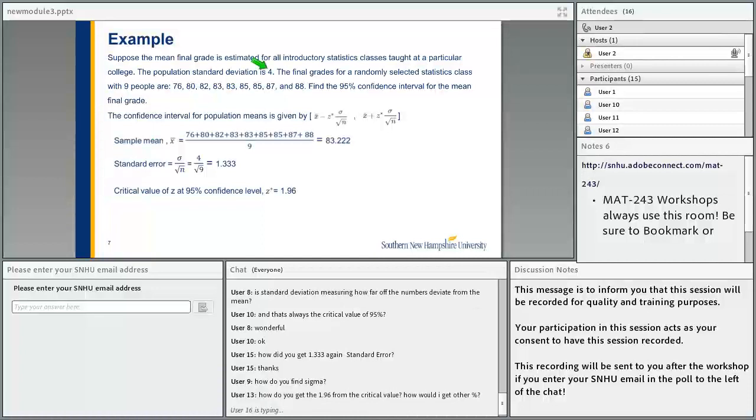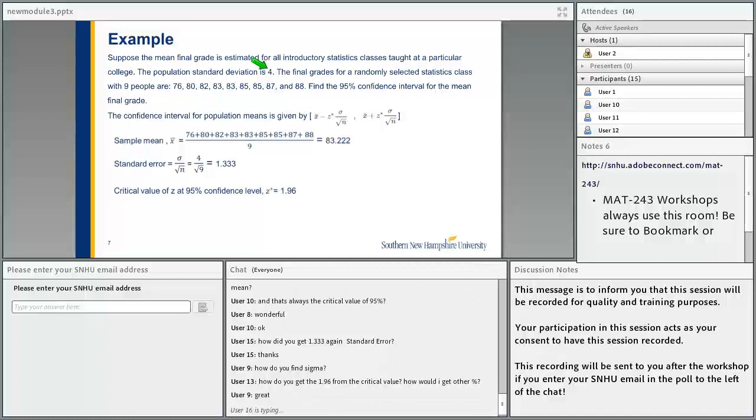Sigma is given in the question. It's given that the population standard deviation is 4. You will not be required to calculate sigma at any time. It will be given to you.